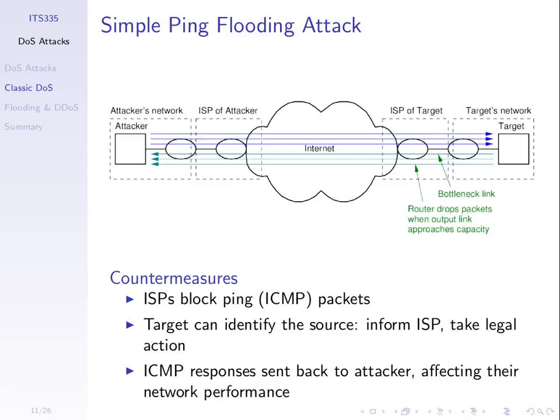The other problem here is that the attacker's network slows down. The attacker is sending many, many packets out using their own network resources and also receiving many, many replies back. Those ICMP echo replies are coming back. So that can be inconvenient for the attacker as well. So how can the attacker improve on this ping flooding attack?